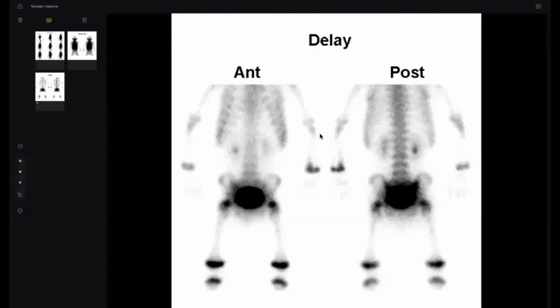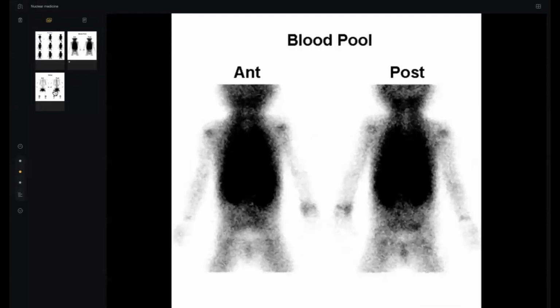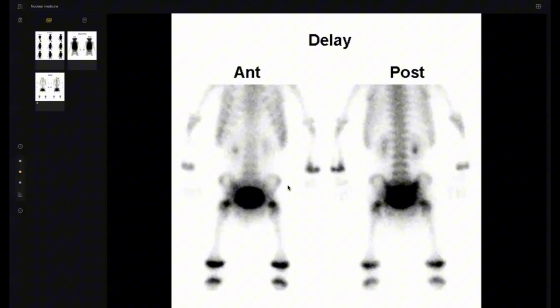Which lesions in the bone take hyper uptake in the three phases, in the arterial, in the blood pool, and in the delayed? Only two pathologies. Tell me one of them.